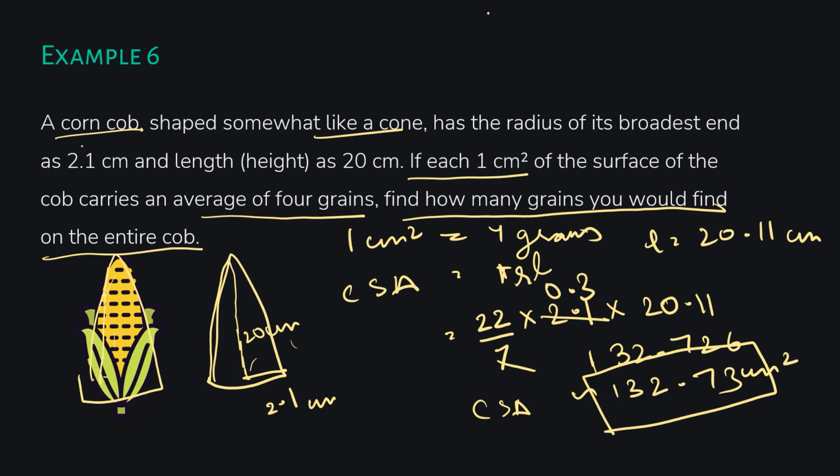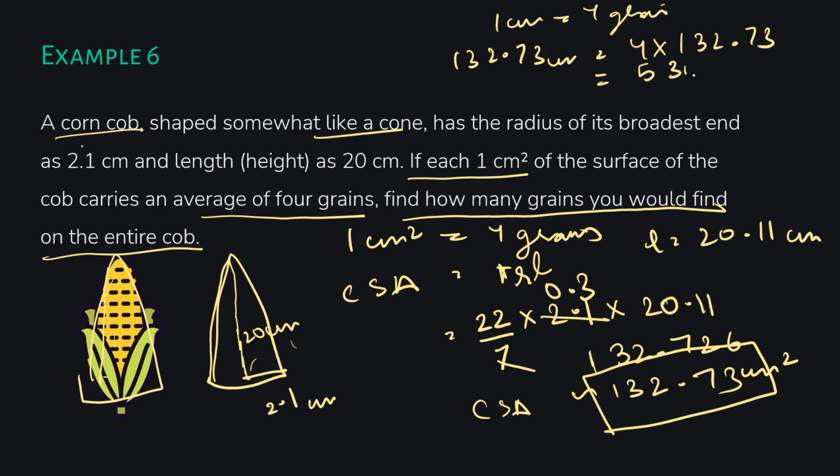Now it is given that 1 centimeter square has 4 grains. So 132.73 centimeter square would have 4 into 132.73 grains. So when we multiply it, we get 530.92 grains. And since we do not have any half grain sort of things, we'll approximately take it as 531 grains. So this cone has 531 grains in it, and you might be confused why it is .92.